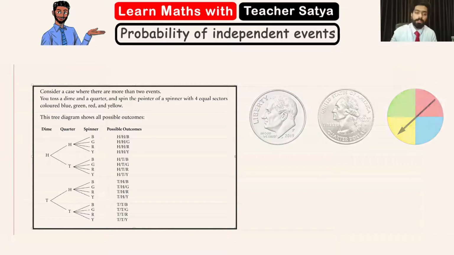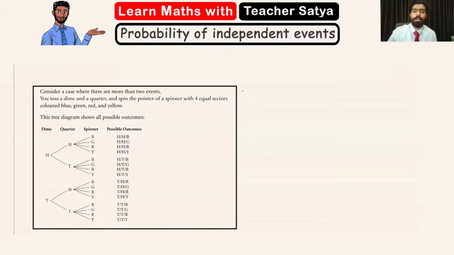Now let's take a look at this question. Let's say the question is asking: what is the probability of getting a head from the dime, a tail from the quarter, and a red from the spinner? From the tree diagram, we see that getting H, T and R is only 1 possible outcome, right, guys? So the probability will be 1 over 16. But we do not have to draw the tree diagram to find the possible outcomes or the answer, right, guys? There's an easier way to do this.